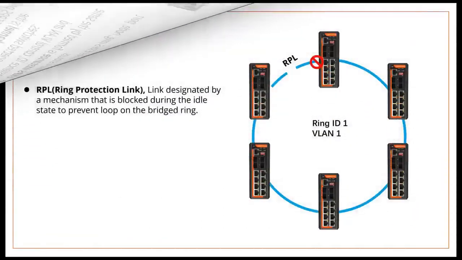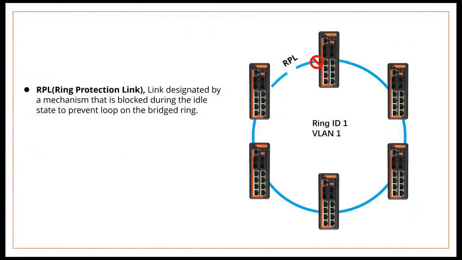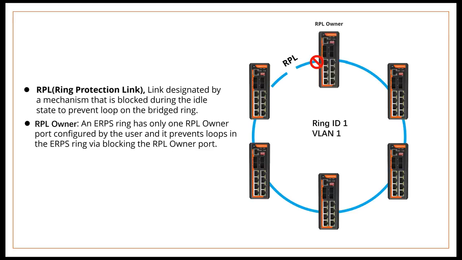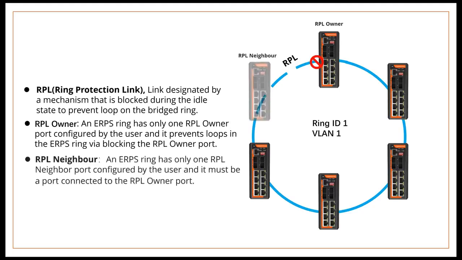RPL, the ring protection link, is designated by a mechanism and is blocked during the idle state to prevent a loop on the bridged ring. RPL owner: an ERPS ring has only one RPL owner port configured by the user, and it prevents loops in the ERPS ring by blocking the RPL owner port. RPL neighbor: an ERPS ring has only one RPL neighbor port configured by the user, and it must be a port connected to the RPL owner port.